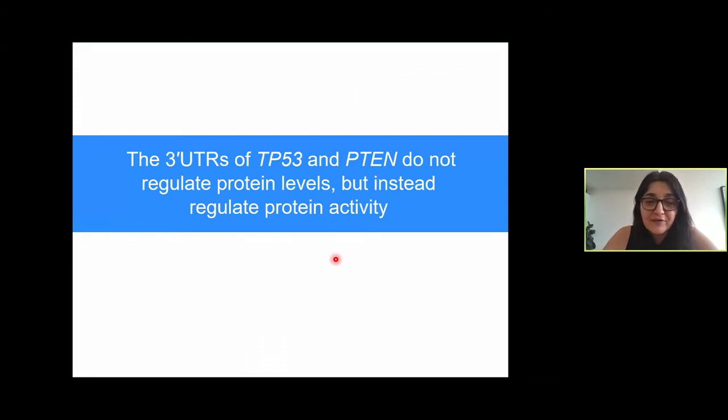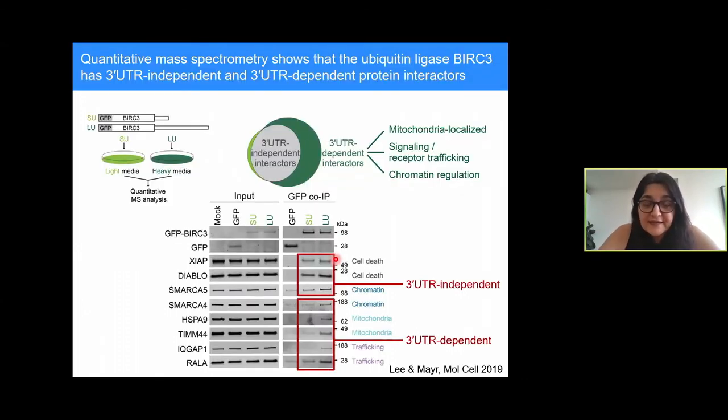Okay, so as a summary of this part, I showed you that in both cases where we manipulated 3'UTRs at the endogenous locus, we found that the 3'UTRs did not regulate protein levels, but instead regulated protein activity. I already mentioned that in the case of P53, we are interested in identifying the factor that is responsible for the 3'UTR-dependent function. And so we already performed a proof of principle analysis where we established an experimental pipeline to identify 3'UTR-dependent protein interactors.